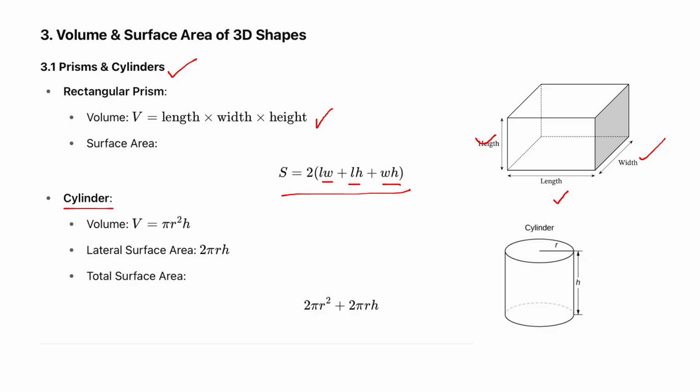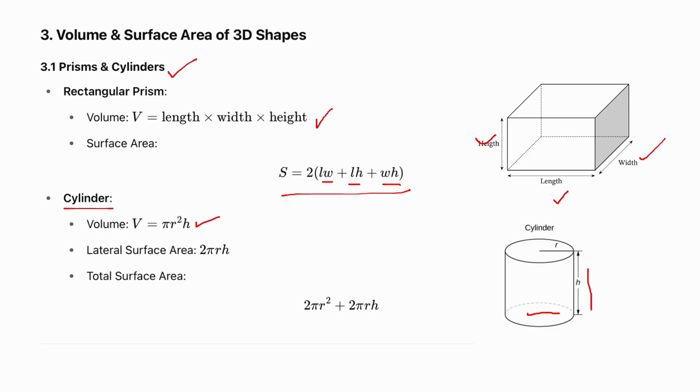Its volume depends on the base of the cylinder here, which in this case is a circle. So we have to use the area of this base as pi r square multiplied by the height h. The volume of a cylinder is pi r square, the area of the base, multiplied by height.